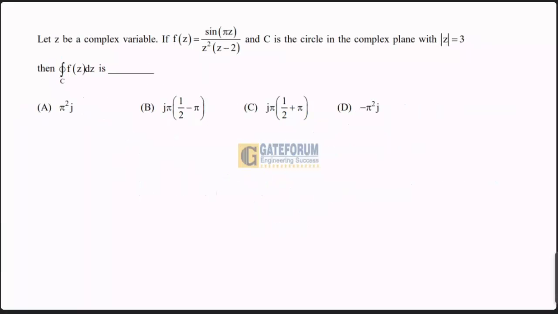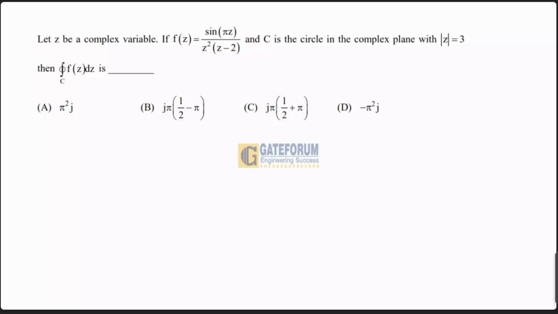The question is, let z be a complex variable. If f of z is equal to sine pi z divided by z square into z minus 2, and C is the circle in the complex plane with mod z is equal to 3, then integral over C f of z dz is dash. 4 options ABCD given. This is from engineering mathematics, from the topic complex variables, subtopic complex integration or residues, which is a 2 marks question.